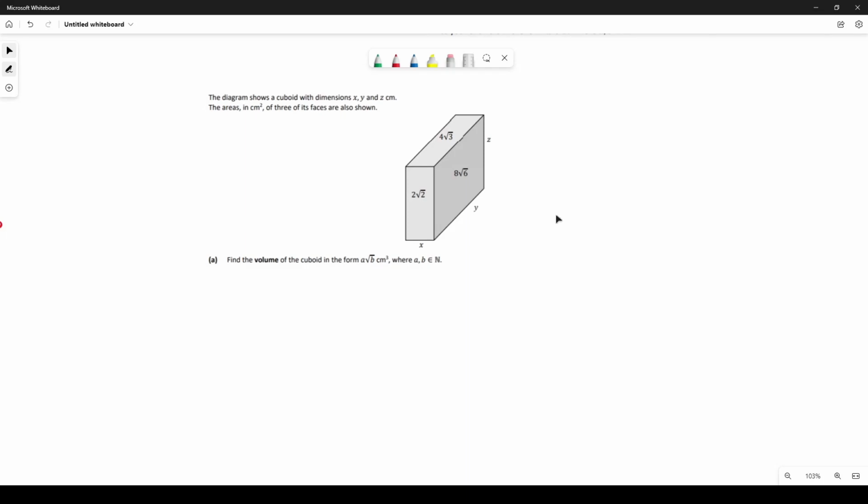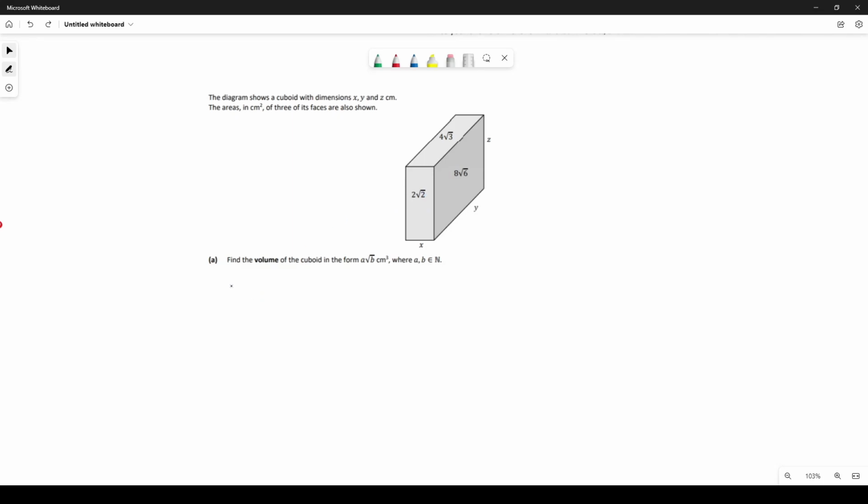Simultaneous equations kind of in disguise, because you notice there's 3 faces, so we can make 3 equations, and that works because it's 3 letters. Each of the numbers is the area of the rectangle it's a part of. So 2 root 2 is the area of this. Now how do you get the area of a rectangle? You do length by width.